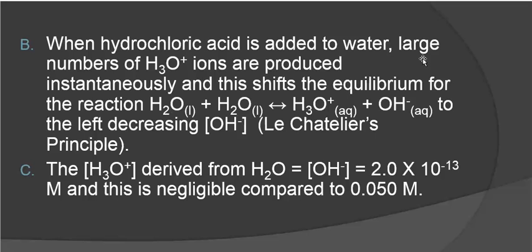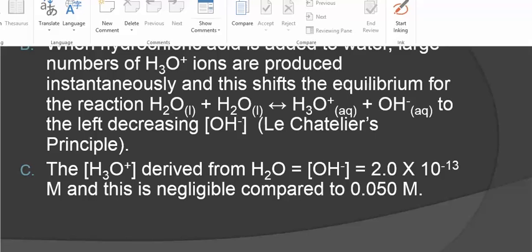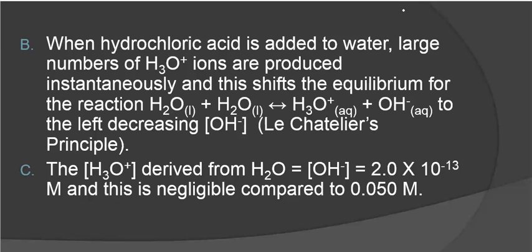And we could go back to this equation. The dissociation of water produces H3O and OH minus. Well, according to Le Chatelier's principle, if I increase the amount of H3O, that's going to shift equilibrium to the left, and that's going to dramatically decrease the amount of hydroxide. So the hydronium derived from water is equal to 2 times 10 to the negative 13th. This is negligible compared to the 0.05 that I get from the acid dissociation.